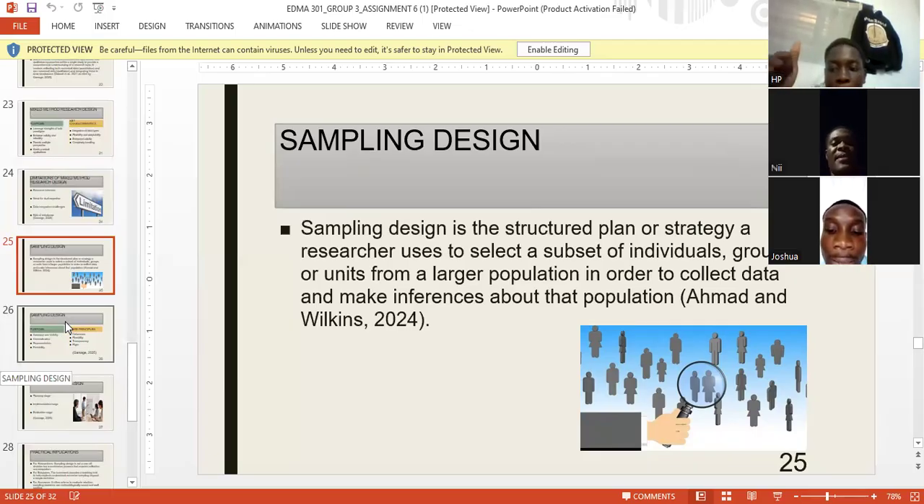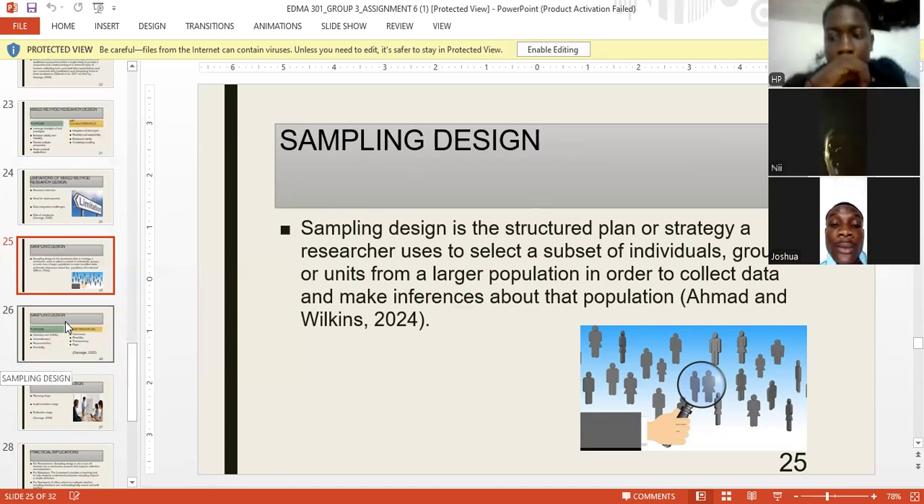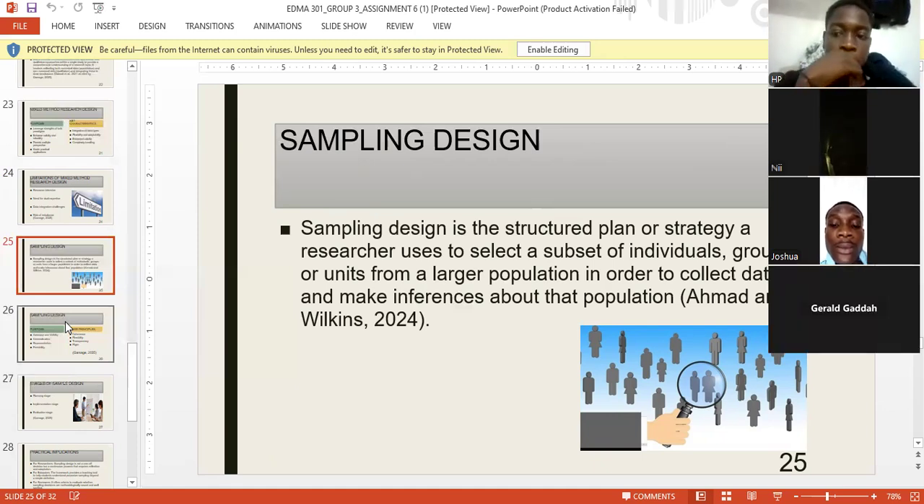So basically, sampling design is a structured plan or strategy a researcher uses to select a subset of individuals, groups or units from a larger population in order to collect data and make inferences about the population, according to Ahmad and Watkins 2024. So sampling design has some key characteristics. It has a purpose as well.